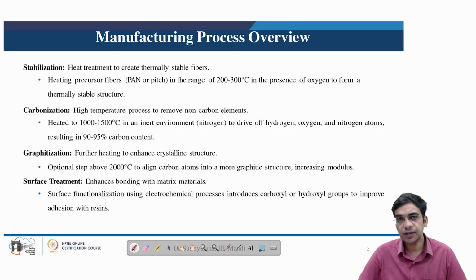Then there is the surface treatment step that enhances the bonding between the carbon fiber and the matrix materials. Surface functionalization of carbon fibers is carried out using electrochemical processes that introduce carboxyl or hydroxyl groups to improve adhesion with resins.